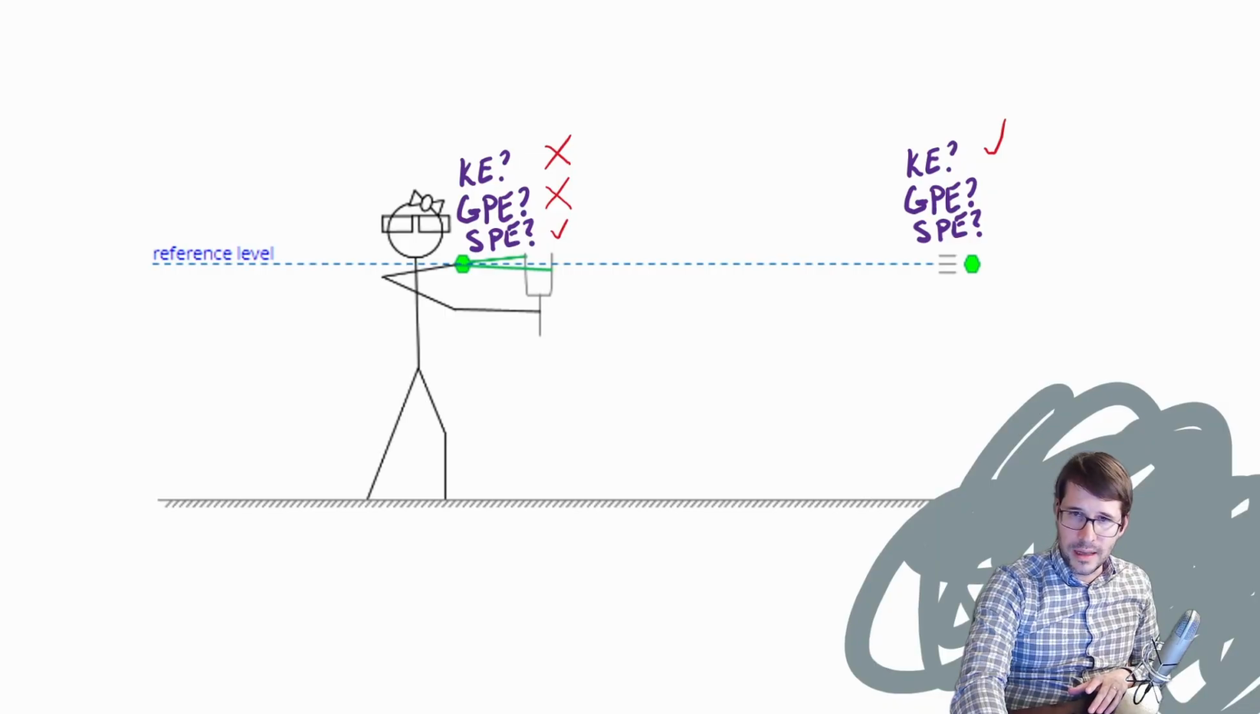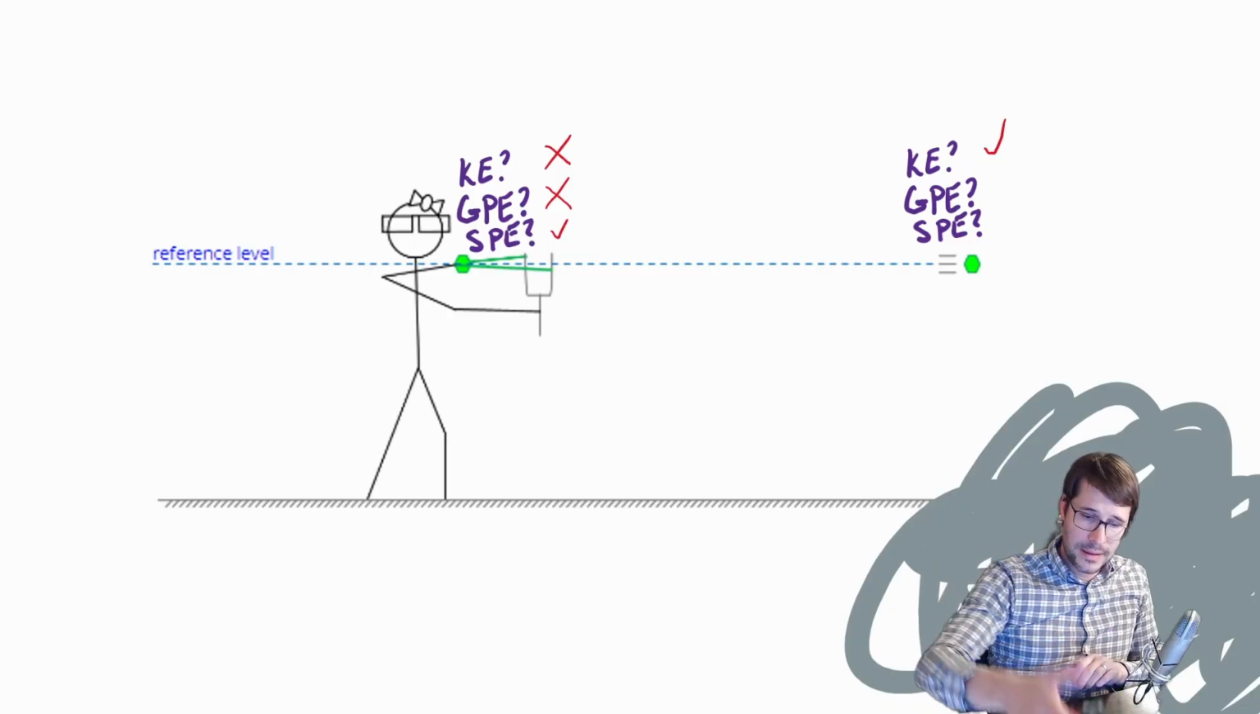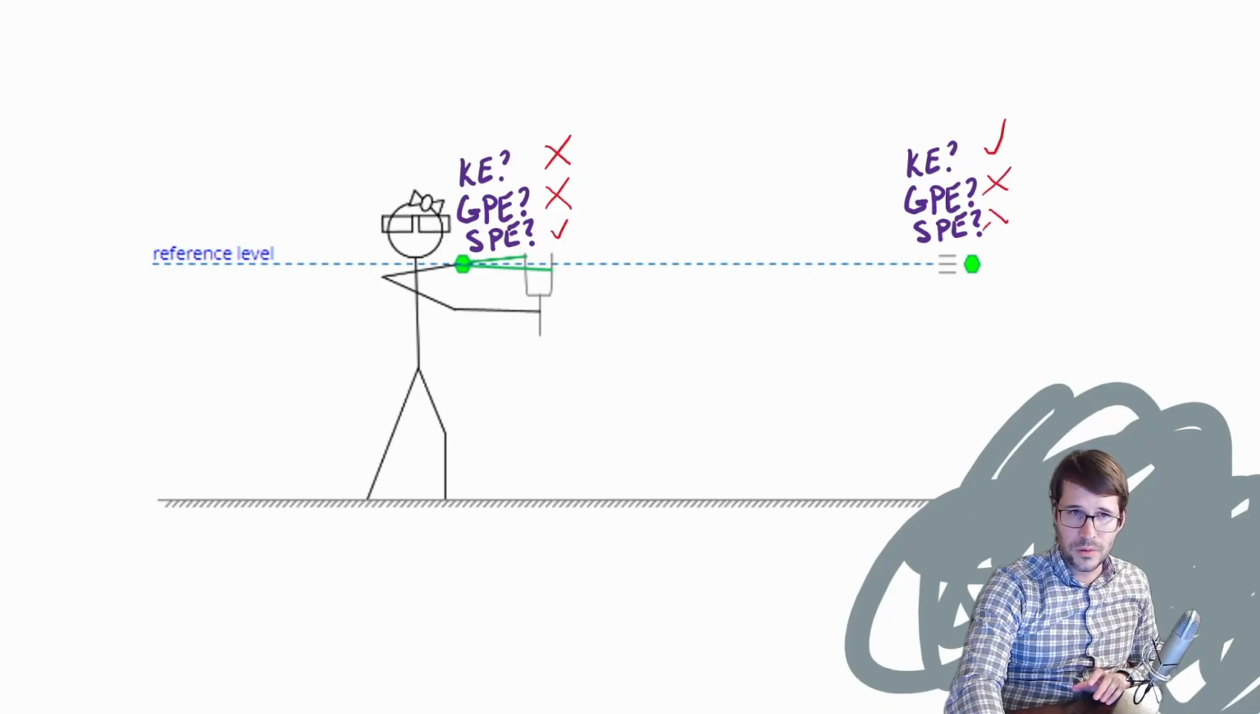Well, they're no longer pulling the slingshot back, and so the spring energy is gone. So those two are gone. It's all kinetic. So it's all spring at the beginning, and it's all kinetic at the end.